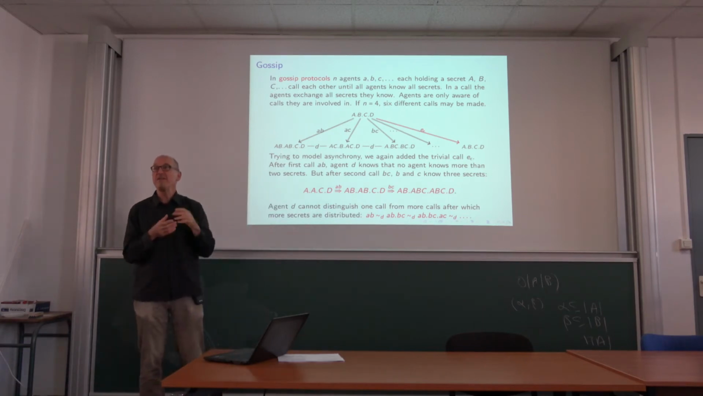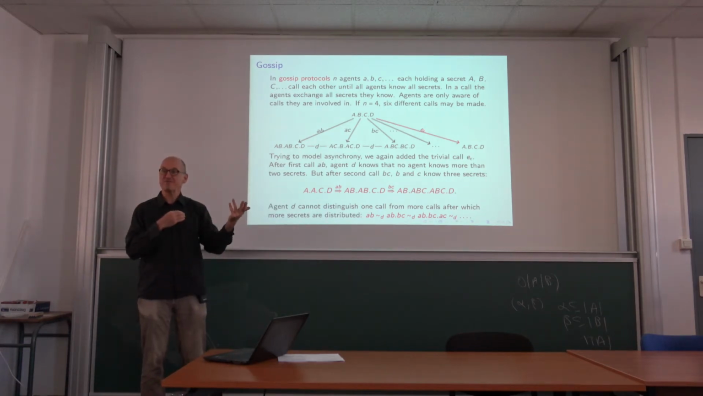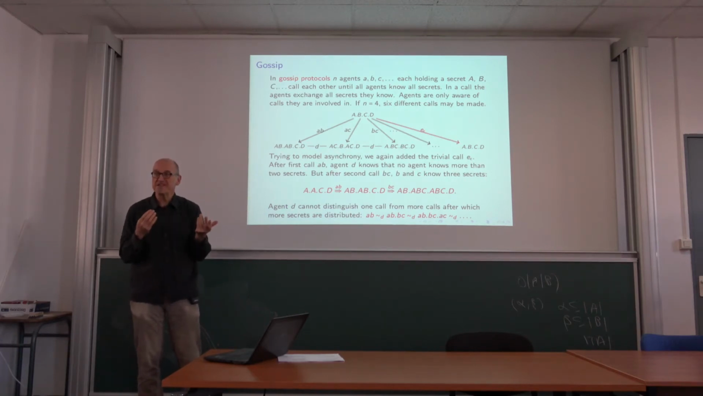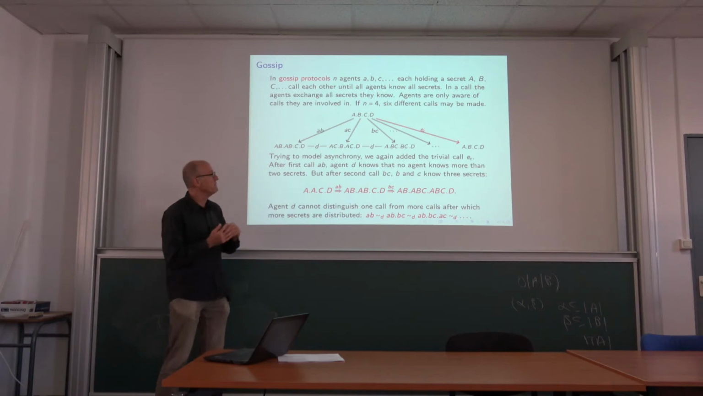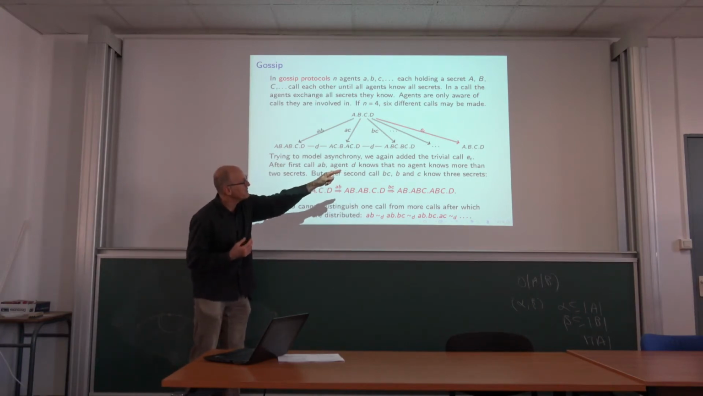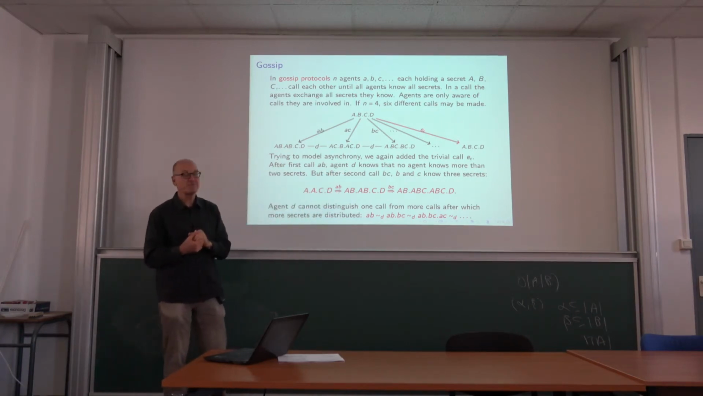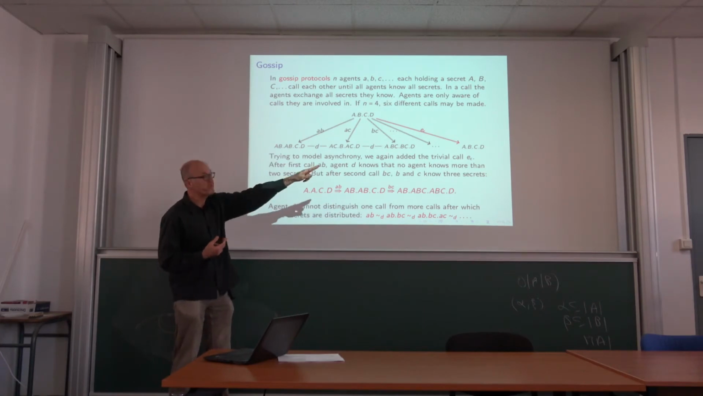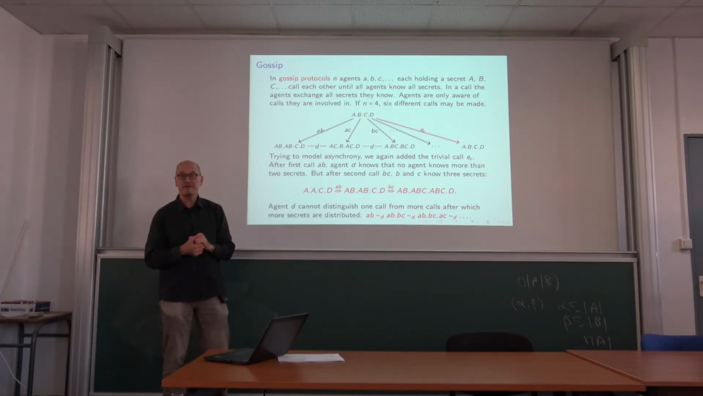And just as in the previous example, we could try to model this uncertainty by adding another node in the tree corresponding to nothing happens, where no call took place, and again everybody knows a single secret.